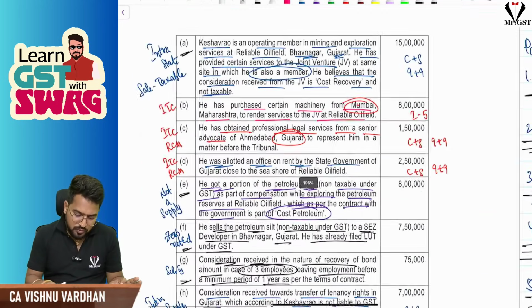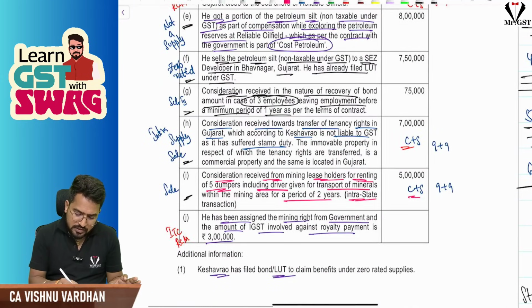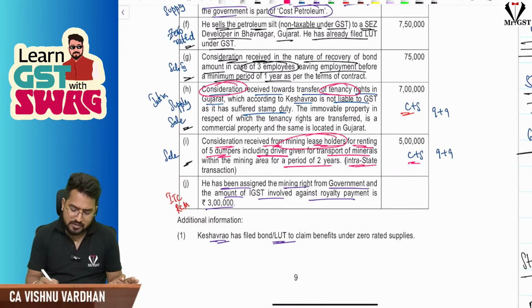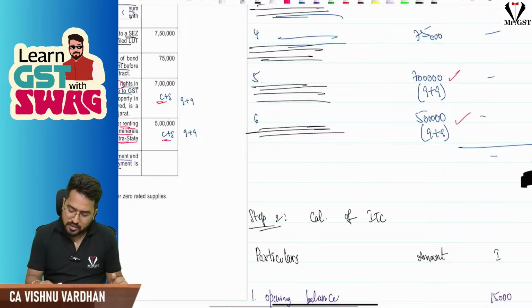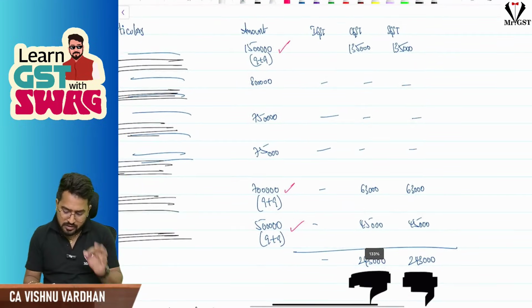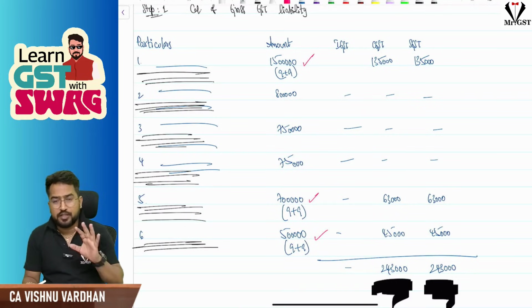One is the operating member services. Next one is that he has received consideration for transfer of tenancy rights. Next one is for the mining license, where they are renting the dumpers. For that, he has got the consideration. These are 3 things. So if you see total gross GST liability: CGST 2,43,000 and SGST 2,43,000.